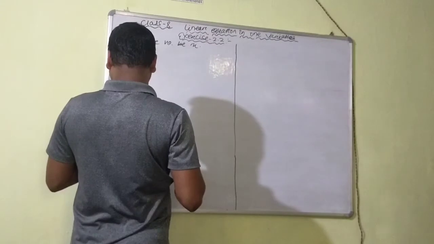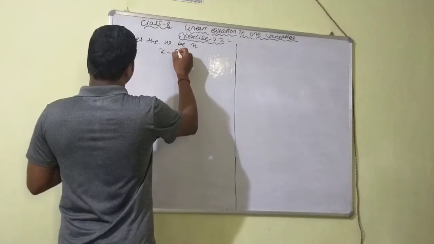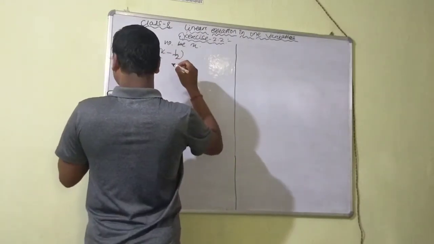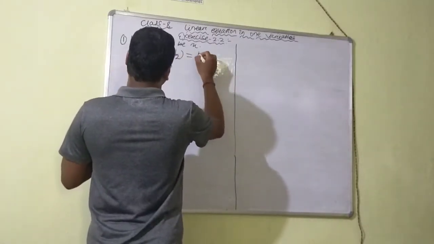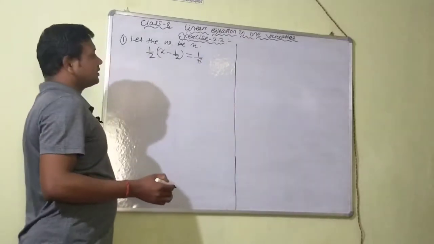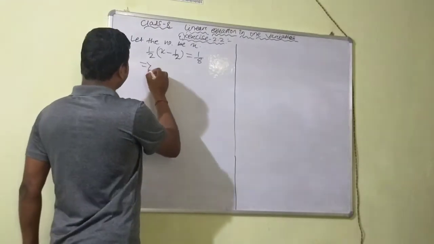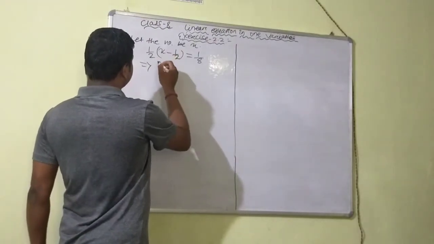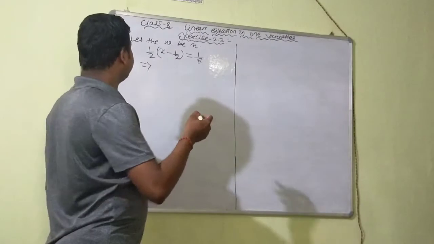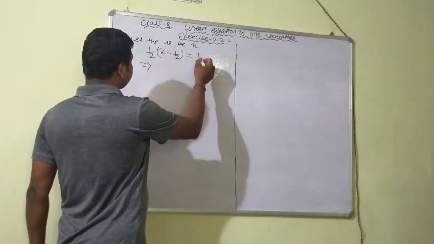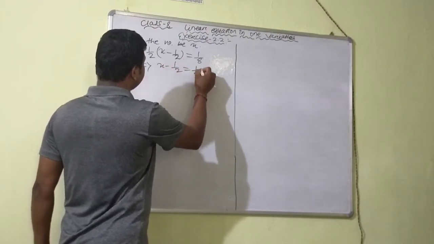Then it's given, if you subtract 1 by 2 from the number, that is x minus 1 by 2, and then it will be multiplied with 1 by 2 again, it's equal to 1 by 8. This is the relation, and we will simplify this one to get the answer. We will not multiply here, as that makes it complicated. We will transpose 1 by 2 to the right hand side, and it will be x minus 1 by 2 equal to 1 by 8 into 2.